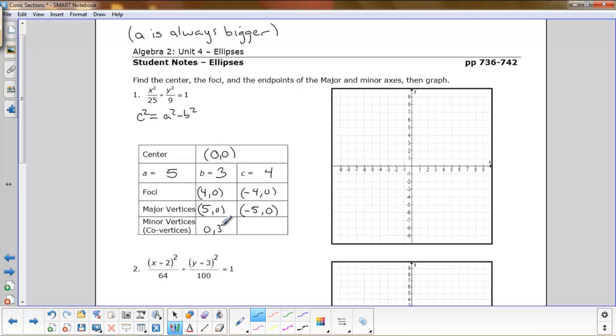The minor vertices, or the co-vertices, are here. I will fill in all of my critical values as points on my coordinate plane, and I will follow up by drawing my ellipse.